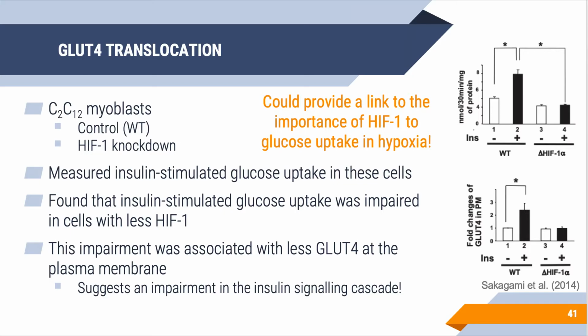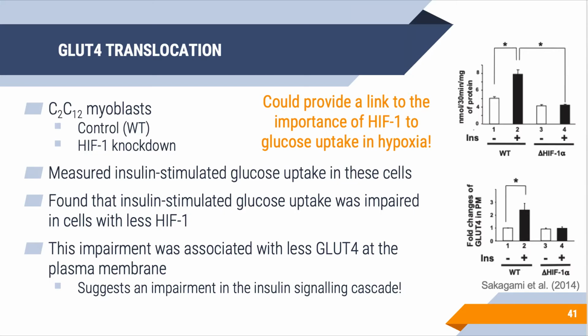What they found, so with the figure on the right here, we see at the top, insulin, so negative means without insulin, positive means with insulin, so insulin stimulated. In the wild type, we see that insulin-stimulated glucose uptake obviously increases in the presence of insulin. However, in the HIF1 knockdown cells, we see that in the presence of insulin, there is no change or a very minor change in insulin-stimulated glucose uptake. So without HIF1, insulin-stimulated glucose uptake is impaired.